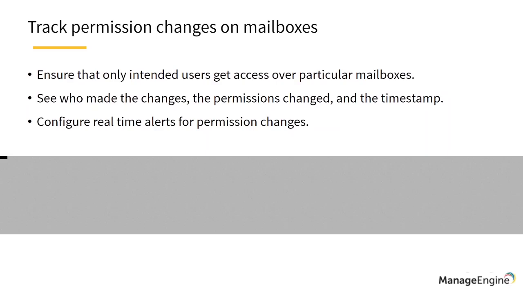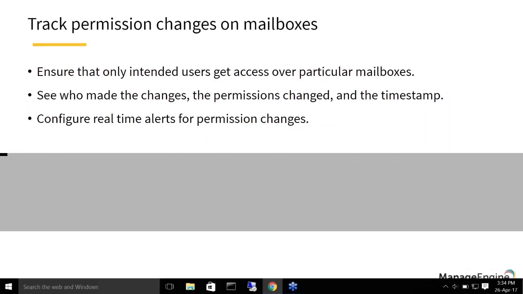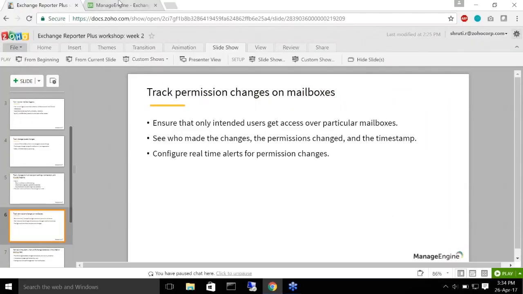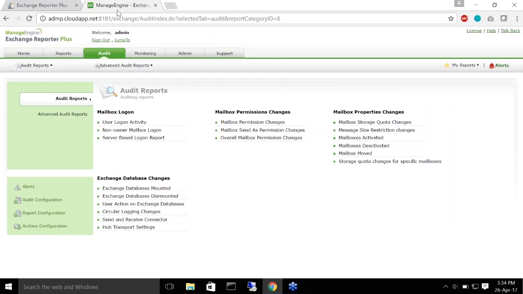Exchange Reporter Plus provides you with 3 nifty little reports through which you can not only track the permission changes, but you can also get real-time alerts each time a change is made. So this is how you do this. Let me switch to the product screen. And under permission changes, we have these 3 reports available.